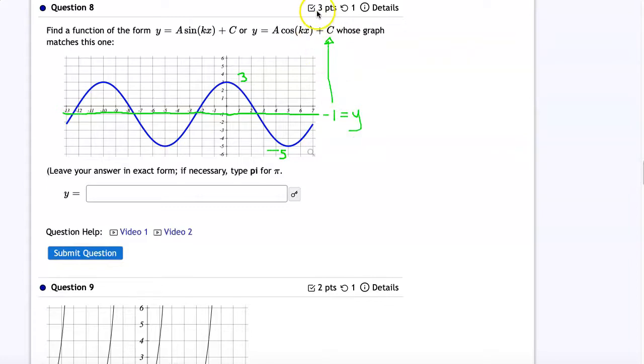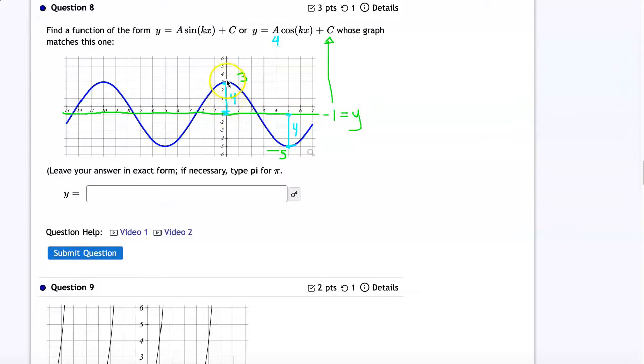With regards to the amplitude then, the amplitude is going to be the distance from the peak to the midline, or the distance from the midline to the trough. Either one is going to be the amplitude, and you can see that in both cases here we have 4. So the a value is going to be 4, although we could end up with a positive or a negative value depending on the direction our graph is heading.